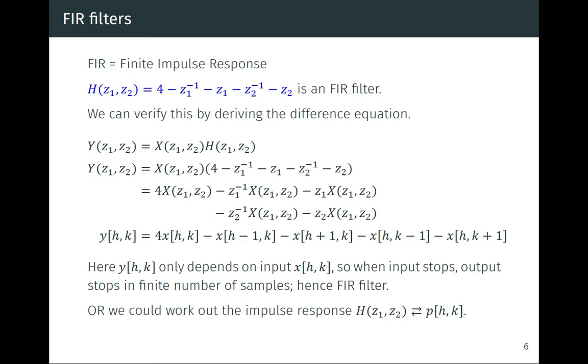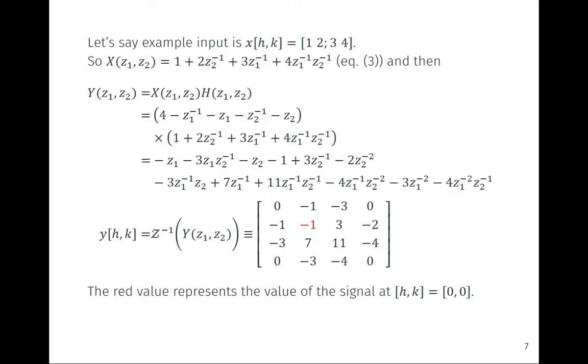So the FIR is very simple. You just multiply x by the polynomial of h, or the transfer function. You do that expansion, and then you come back to the x domain.